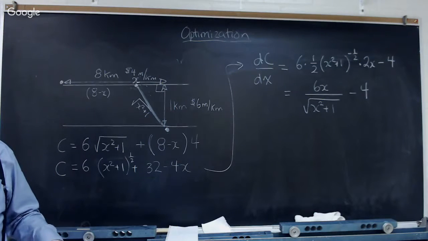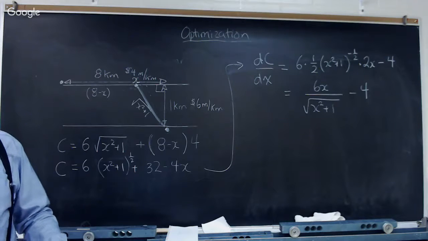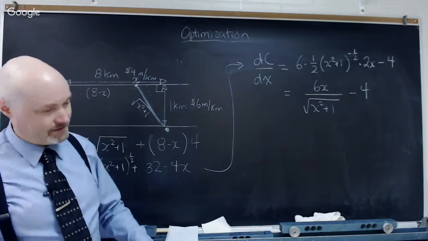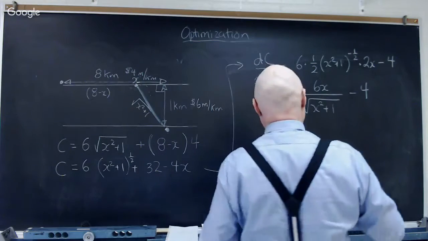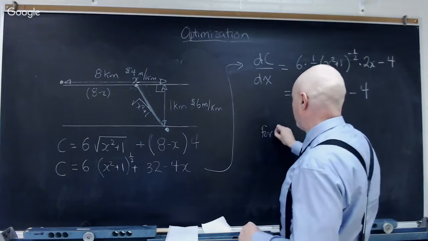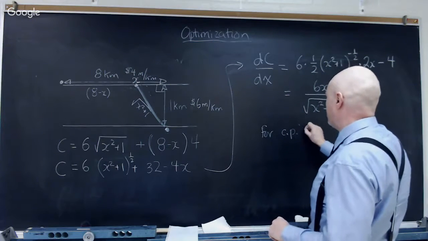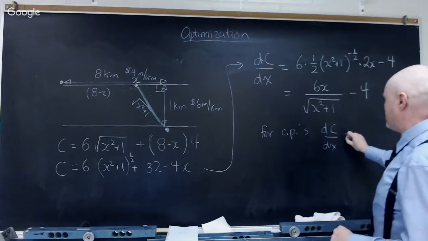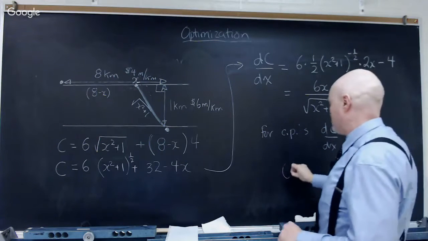For a critical point, what should we do? The answer is not take the derivative this time. You want to set it to 0. Lindsay was making the 0 symbol in the air. Yes. So for a critical point, or critical points, we're going to take the derivative of the cost function. We're going to set it equal to 0.